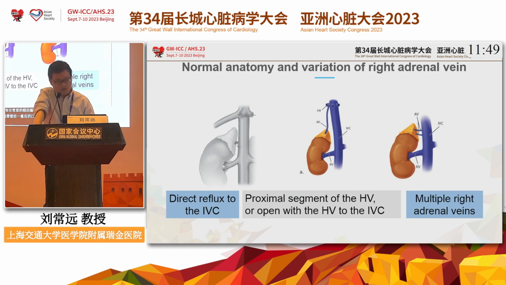This slide shows the normal anatomy and variation of the right adrenal vein. We can see the typical right adrenal vein drains directly to the inferior vena cava. However, studies show more adrenal vein variants on the right side than the left side. Like picture A, it may join the proximal segment of the hepatic vein or open with the hepatic vein to the inferior vena cava. Or like picture B, there may be multiple right adrenal veins.